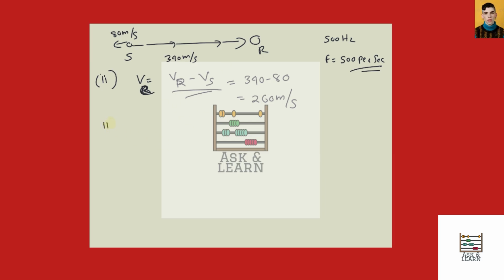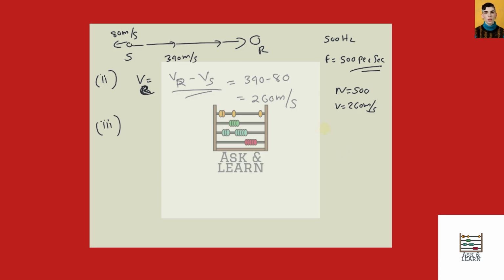Now the third one, the distance between each particle as measured by the source, right? So each particle is traveling at 260 meters per second, and each second there are 500 particles. So they will be separated by a distance. In a second, the number is equal to 500, and the velocity is equal to 260 meters per second. So the time difference between each particle is 1 by 500, right?